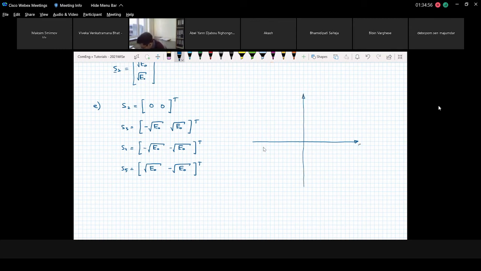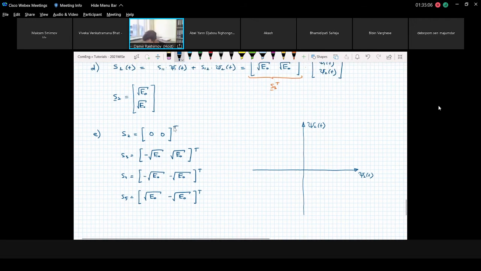Okay, we have one basis function, another basis function, and we have all plots here. So we can say 8 cells correspond to square root of E0 on each axis. And now we can try to show all these signals on this signal space.